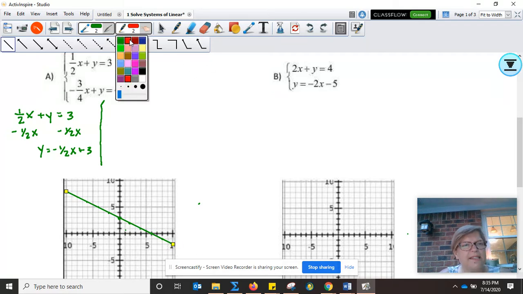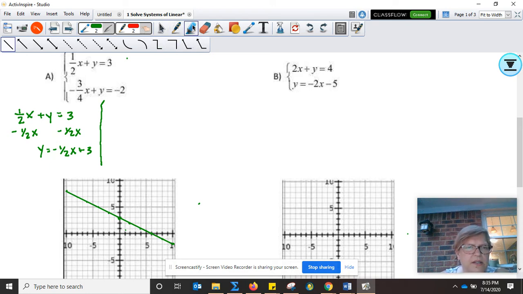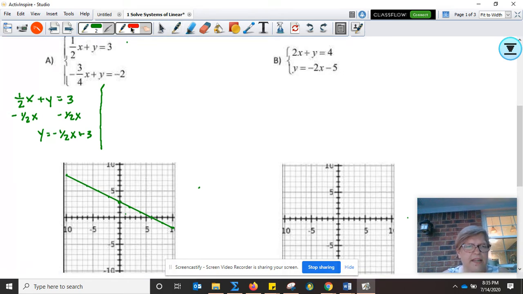So now let's go to my second equation. I have negative 3/4 x equals negative 2. I'm just going to keep this in red so we'll be able to see everything. I'm going to add 3/4 x to both sides, and I end up with y equals 3/4 x minus 2.